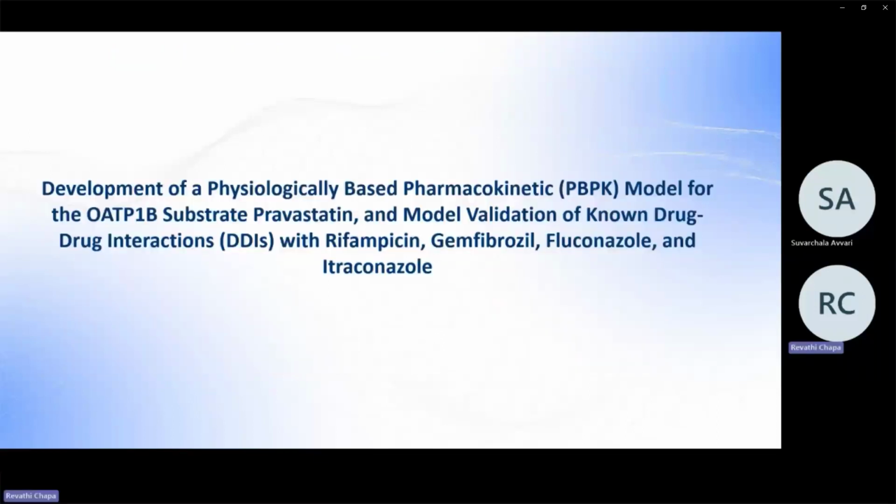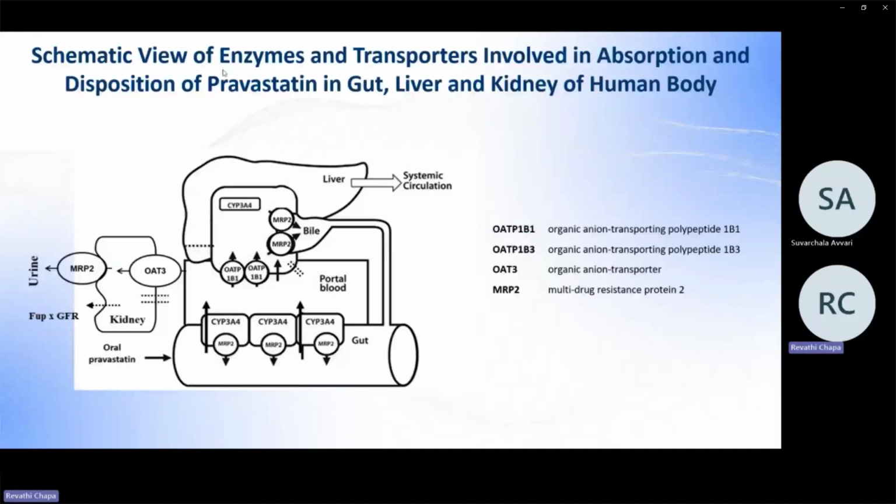So that is with rosuvastatin, which is an OATP and a BCRP substrate, and it's recommended by FDA whenever we are investigating the inhibitory potential of new drugs. We also have pravastatin, which is an OATP1B substrate, and we'll also discuss the model validation with DDIs with rifampicin, gemfibrozil, fluconazole, and itraconazole. So coming to pravastatin, regarding the enzymes and transporters involved in the disposition of pravastatin in gut, liver, and kidney.